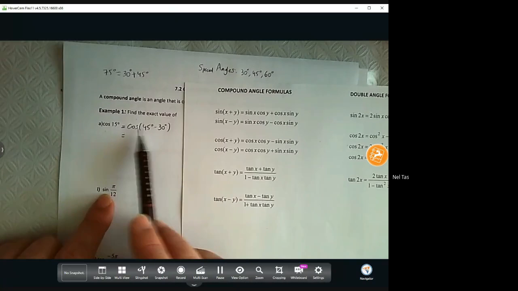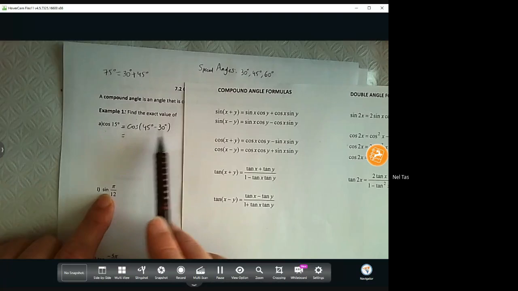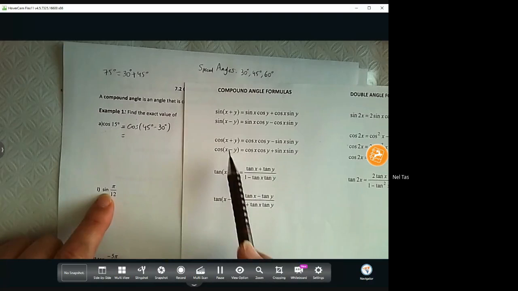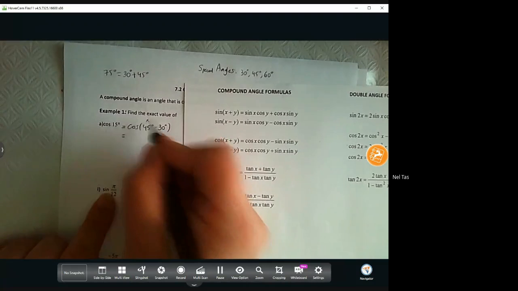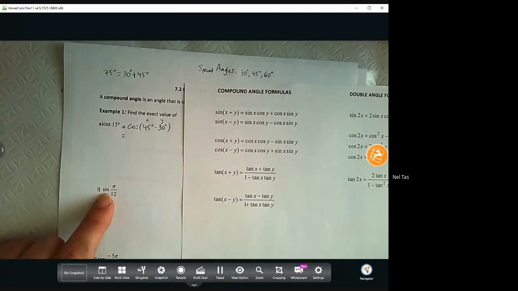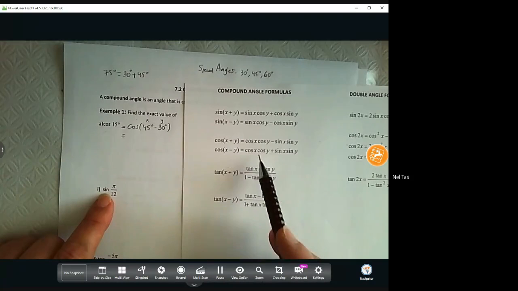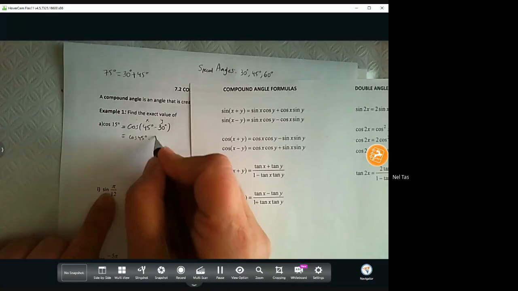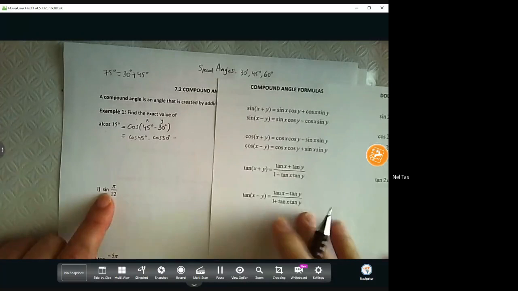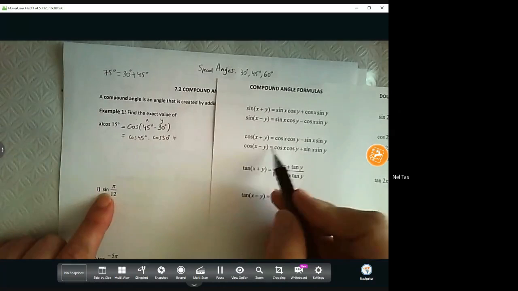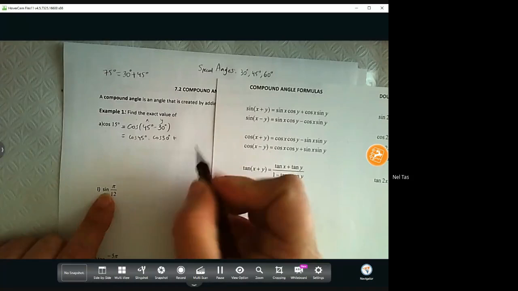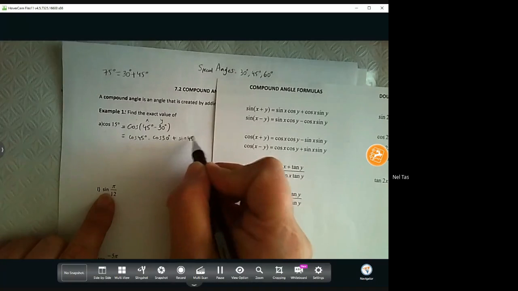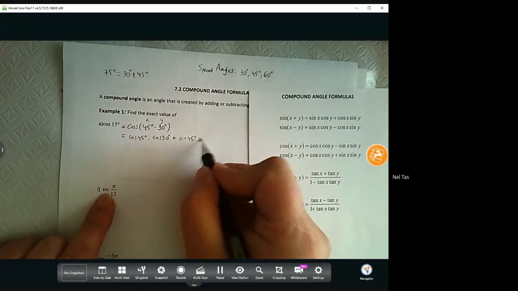Now we wrote 15 as a difference of two angles, so we can use the cos x minus y formula. In this case, x is 45 and y is 30 degrees. Using this formula, cos x cos y, so cos 45 times cos 30, plus sine x sine y, sine 45 times sine 30.